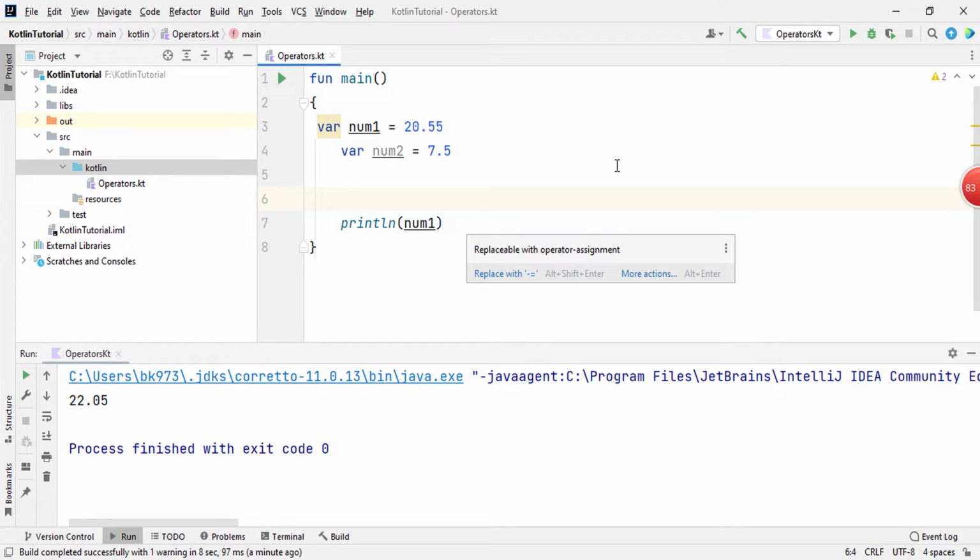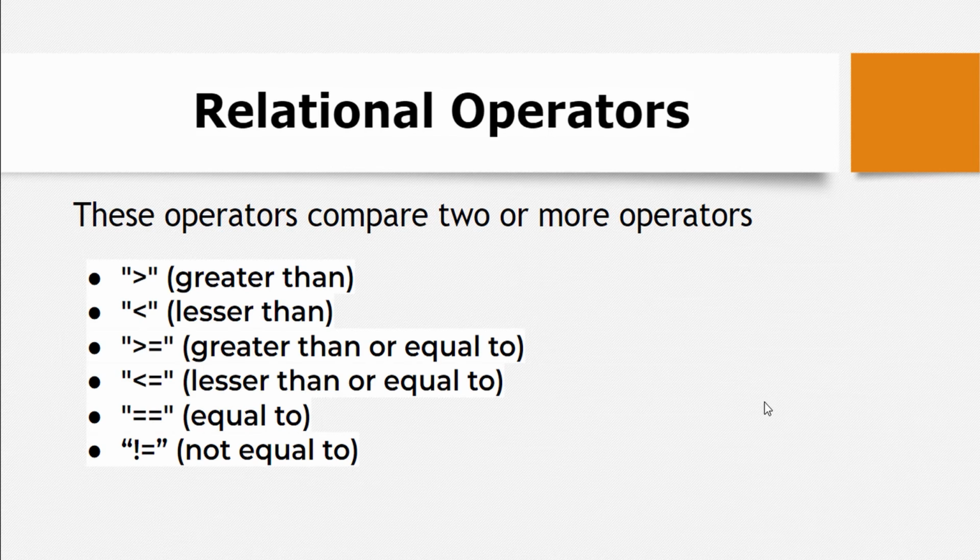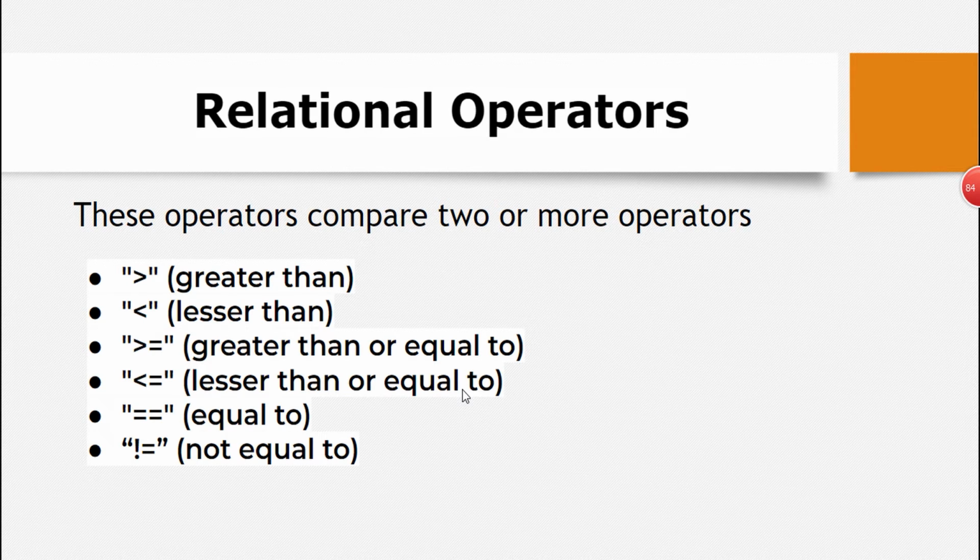Now there are some more types of operators. As you can see here, there is something called relational operators, which I will not introduce in this video, because in the next video we will start with if else. So these operators are the most used in if else statements. So we will see the operators later, but I'll give you the basic introduction.